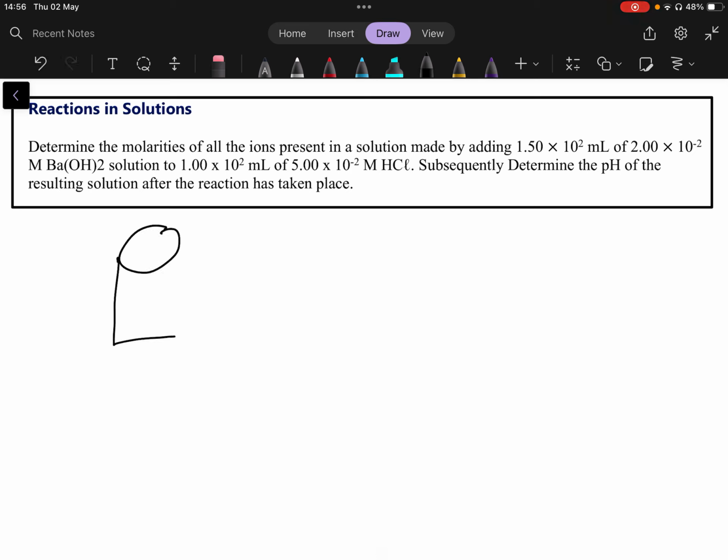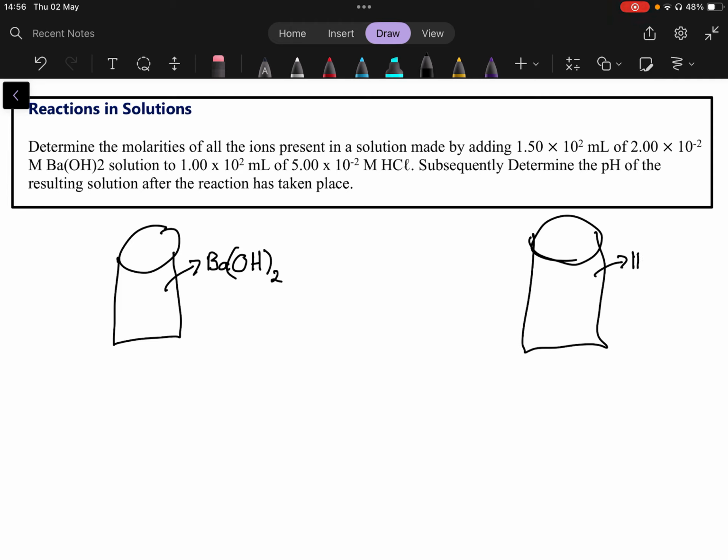We're taking two beakers. The one has barium hydroxide in it. The other one has hydrochloric acid in it. Solutions of those, right? So for this one, we're told we have a volume of 1.50 times 10 to the 2 milliliter. That's commonly known as 150 milliliter.